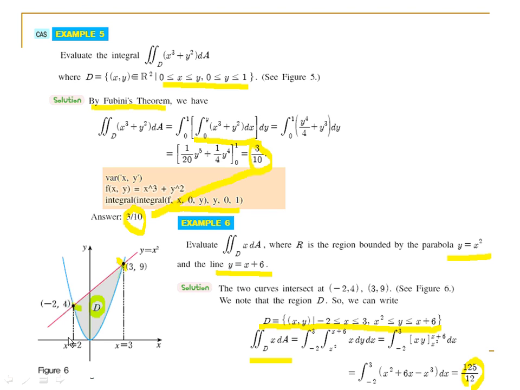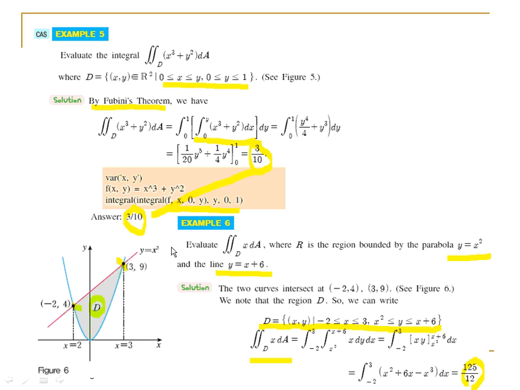Then we should figure out the domain that we are integrating. The domain was given as x between 0 and y, and y between 0 and 1. So this is very clear. We just do the integration with respect to x, then y, to get 3 over 10.